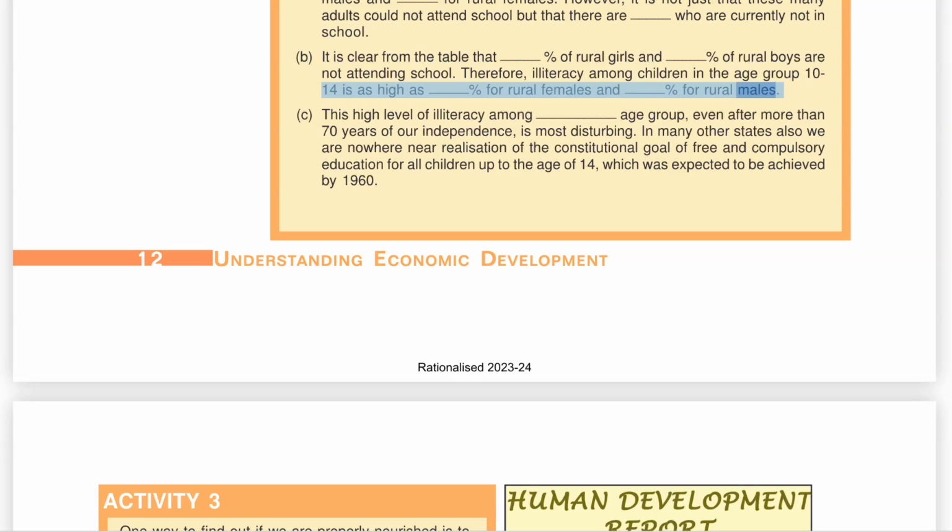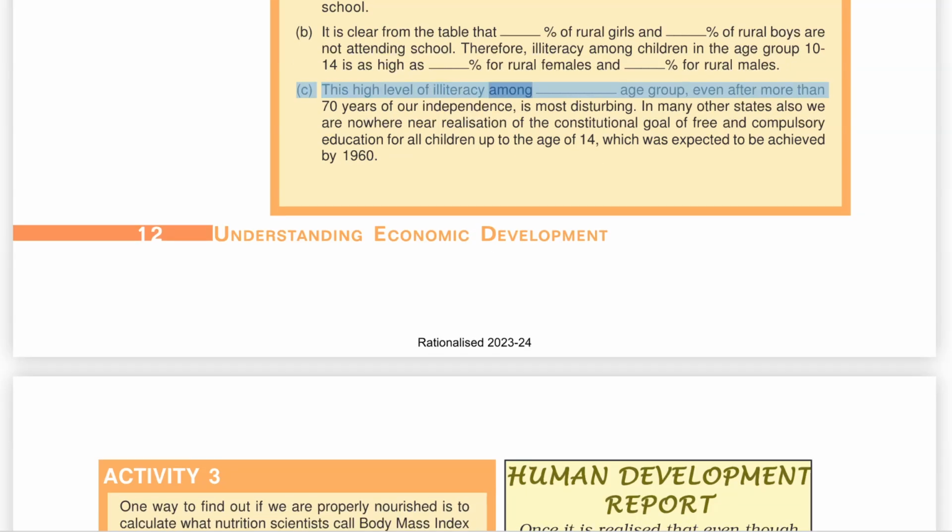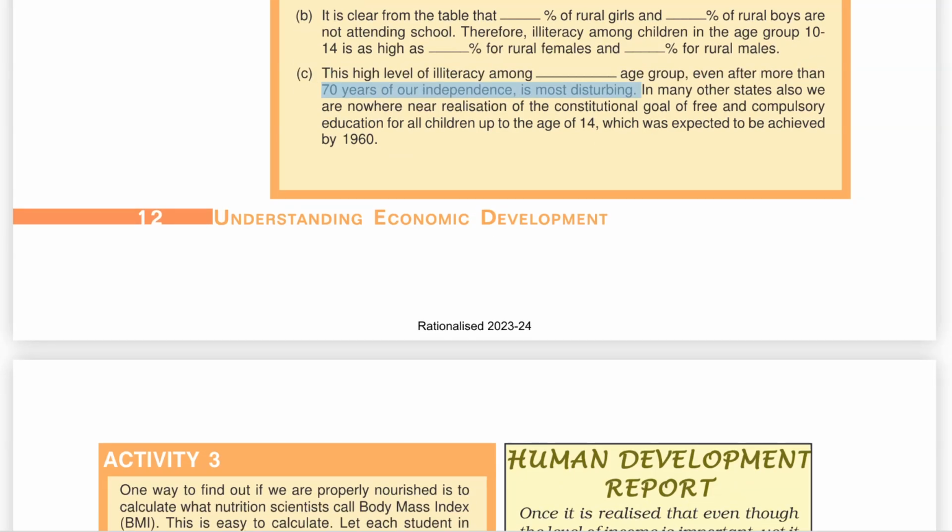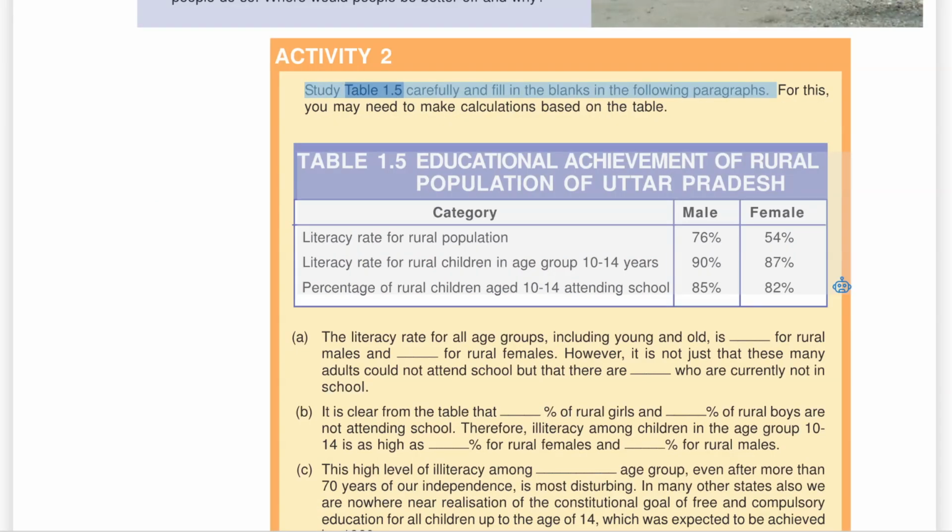C. This high level of illiteracy among the age group even after more than 70 years of our independence is most disturbing. In many other states also we are nowhere near realization of the constitutional goal of free and compulsory education for all children up to the age of 14, which was expected to be achieved by 1960. Study Table 1.5 carefully and fill in the blanks in the following paragraphs. For this, you may need to make calculations based on the table.